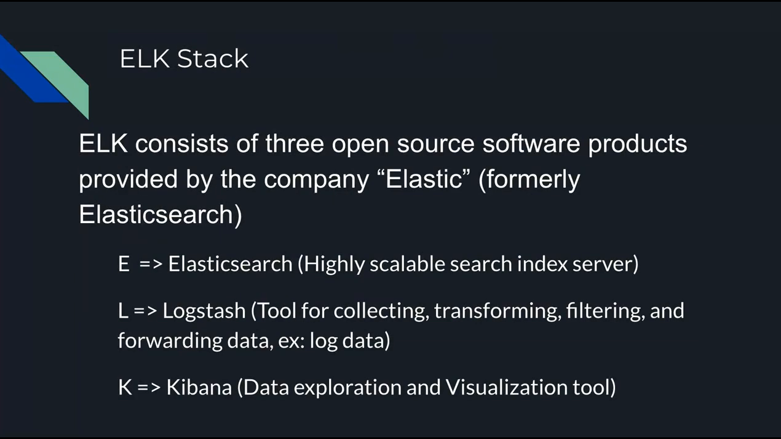So when we hear about Elasticsearch, we hear these terms being thrown around like ELK stack and Elastic stack. So the E is the Elasticsearch, L is the Logstash, K is Kibana. So these three are often used together. And these three are developed by the company Elastic, which was formerly known as Elasticsearch. So these are open source software products that are often used in combination together. So that's why it's called Elasticsearch.